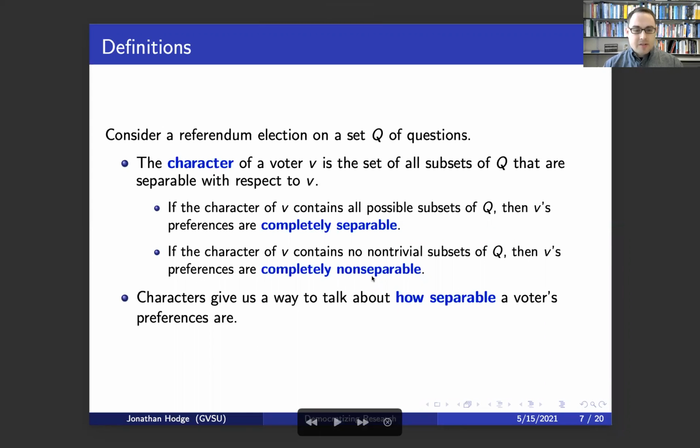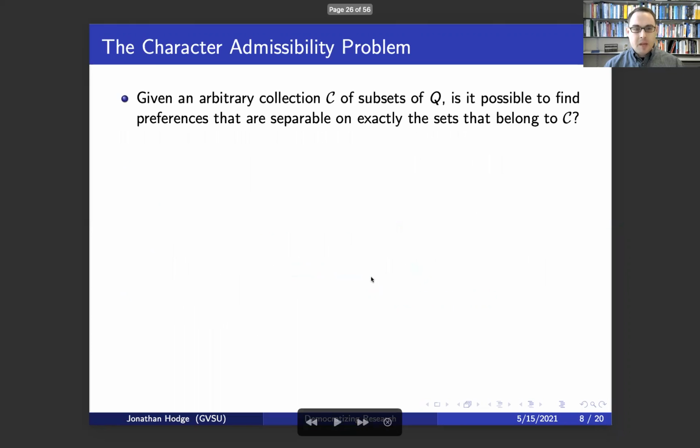So characters give us a way to talk about how separable a voter's preferences are. You can imagine in between completely separable and completely non-separable, there's a whole bunch of structures, a whole bunch of collections of sets, which leads to an interesting inverse problem, which is if we have an arbitrary collection of subsets of the question set, can we find preferences that are separable on exactly those sets? Can we reverse engineer preferences?